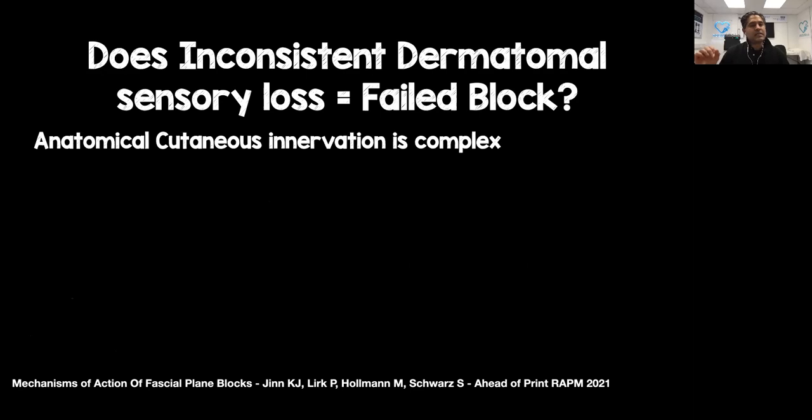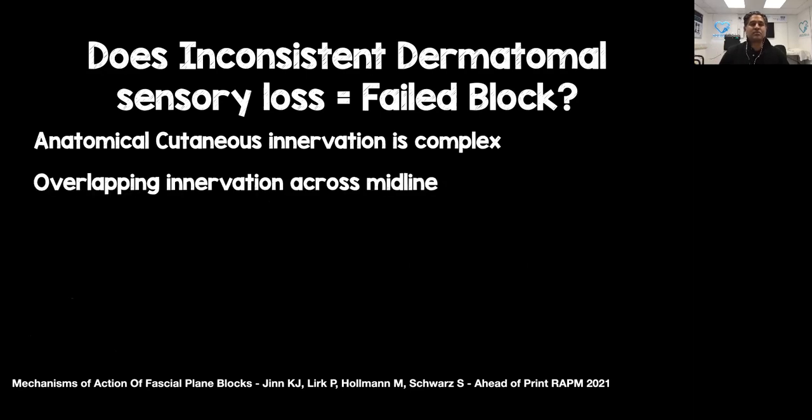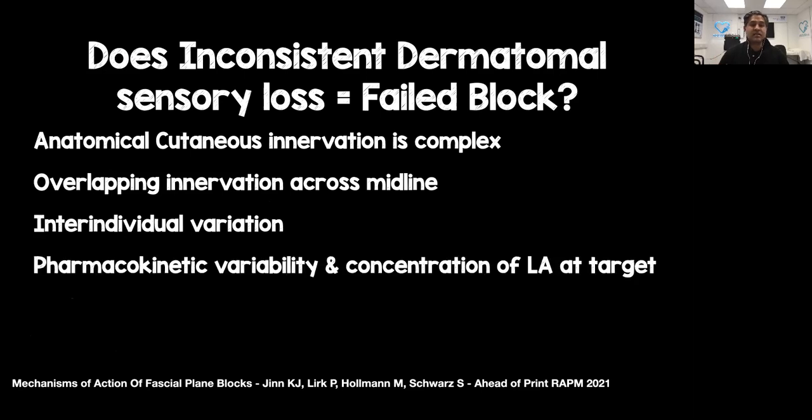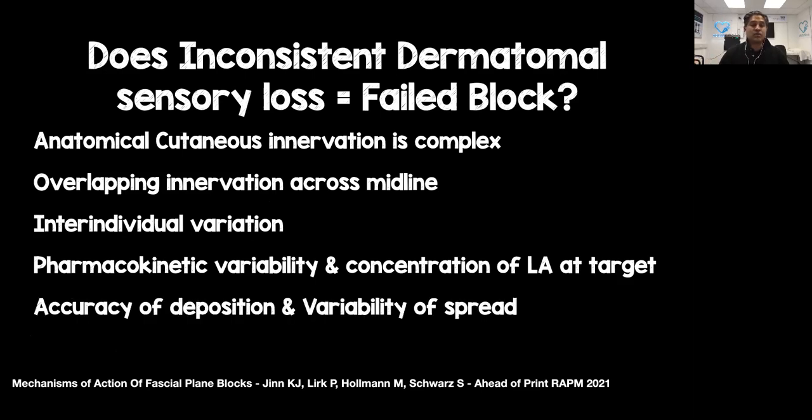The other thing to talk about is that anatomical cutaneous innervation is complex. It's not quite as straightforward as in the textbooks. So there are many structures where you're doing a block on one side, but there may be contralateral innervation or overlapping innervation across the midline. And between individuals, the way that this process happens obviously varies significantly. There's also variability in pharmacokinetics and the amount of local anaesthetic that actually gets to the target where you want it to act. And also, we all like to think we're putting local anaesthetic in the correct place, but it's possible that we're actually not finding the correct target. And as a result of that, you get a variable spread.